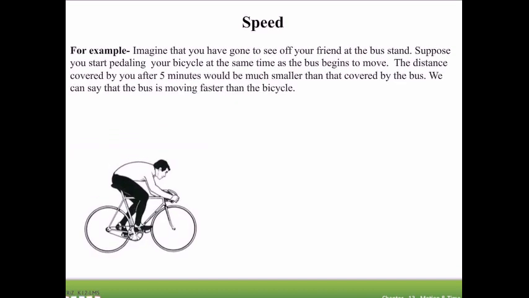For example, imagine that you have gone to see off your friend at the bus stand. Suppose you start pedaling your bicycle at the same time as the bus begins to move. The distance covered by you after 5 minutes would be much smaller than that covered by the bus. We can say that the bus is moving faster than the bicycle.